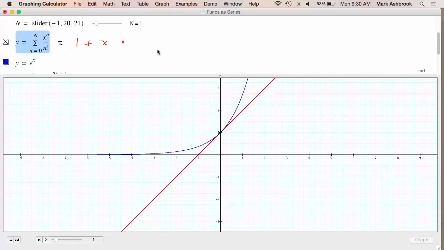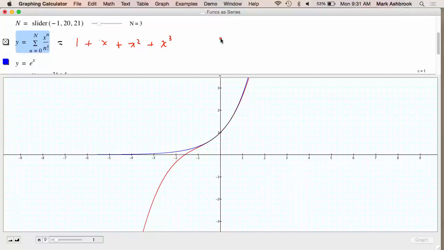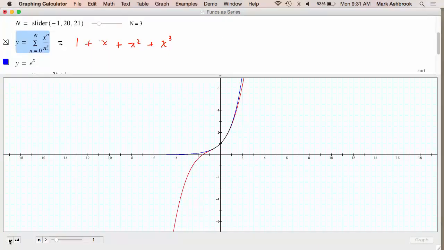So now if I add on x squared, here's what it looks like. First three terms. Okay? First four terms. See what's happening. With every term that you add, it gets a better approximation of the blue curve. So let's zoom out a little bit here. Let's see more.